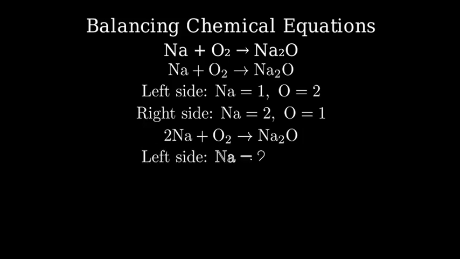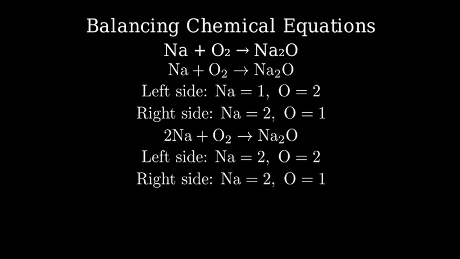Now we have two sodium atoms on both sides, but we still have two oxygen atoms on the left and only one on the right. To balance the oxygen atoms, we need to add a coefficient of 2 in front of Na₂O on the right side. This gives us two oxygen atoms on each side.